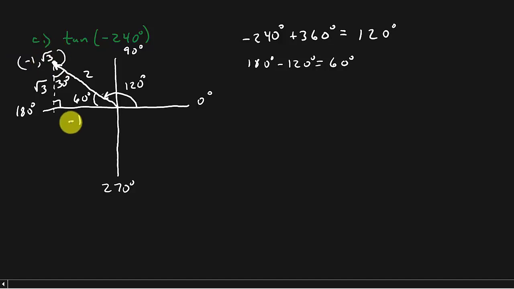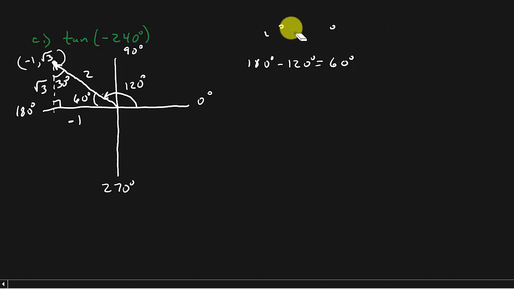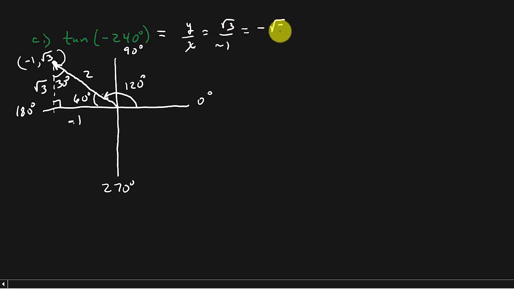So we got the negative here because we went to the left. That square root of 3, it's positive. We went up on the y-axis. And so I need tangent. Okay, so tangent, that's y over x. So that's going to be y, which is square root of 3, over x, which is negative 1, and so that's negative square root of 3. And so there's tangent of negative 240.